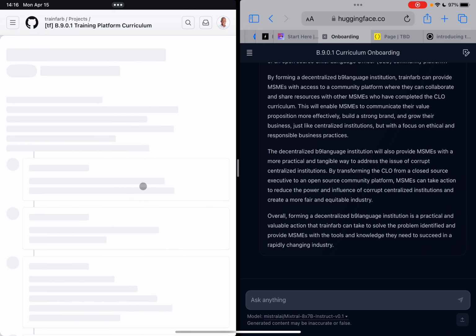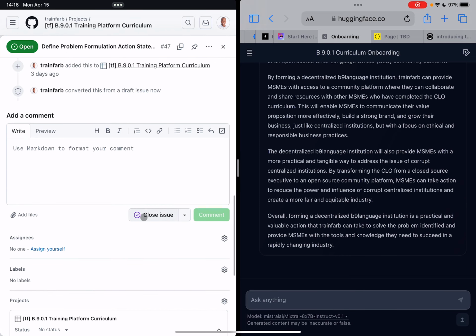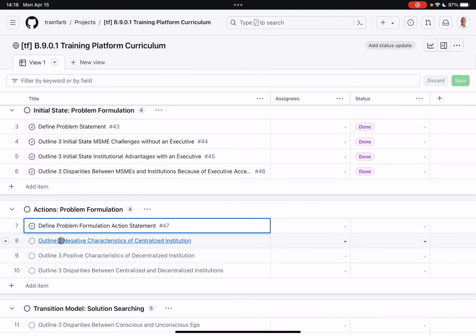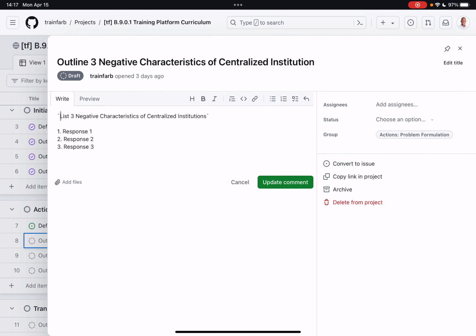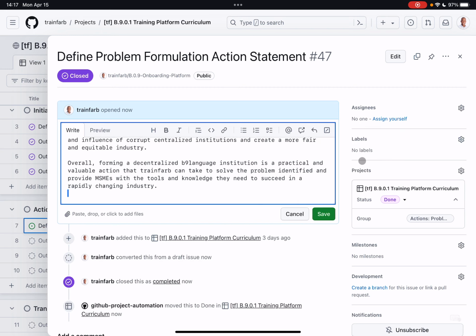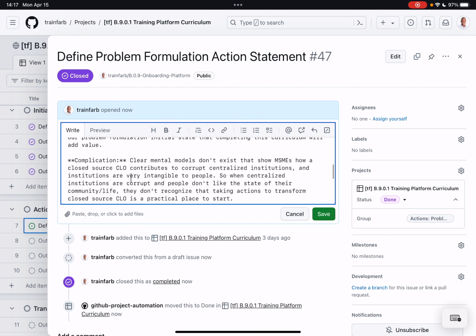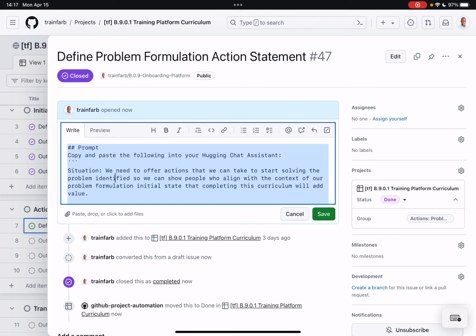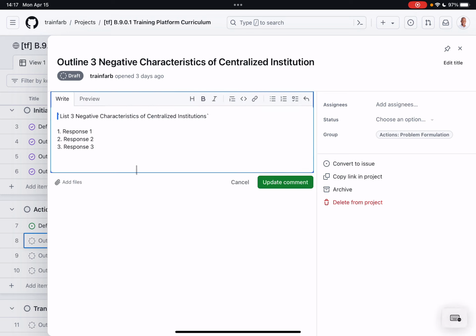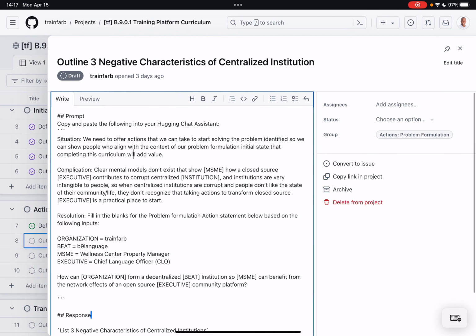This next step, I'm going to combine what I just wrote with steps from yesterday. Let's do this. Oops, a little too far. So let's come here. We need to offer actions that we can take to start solving the problem identified, so we can show people who align with the context of our problem formulation initial state that completing this curriculum will add value. That's word soup, but it's fine.